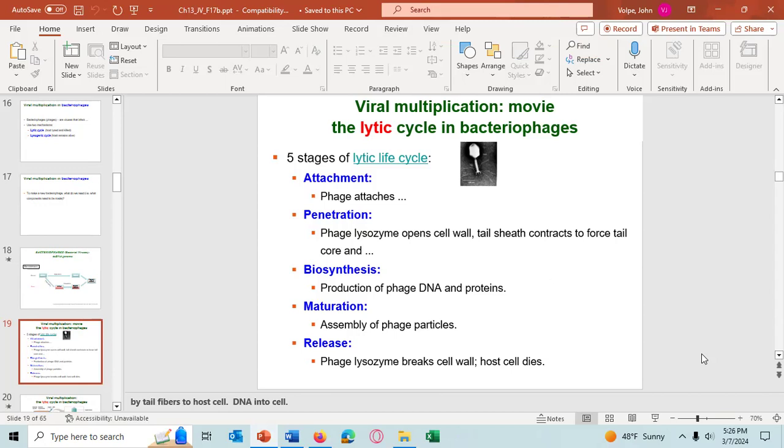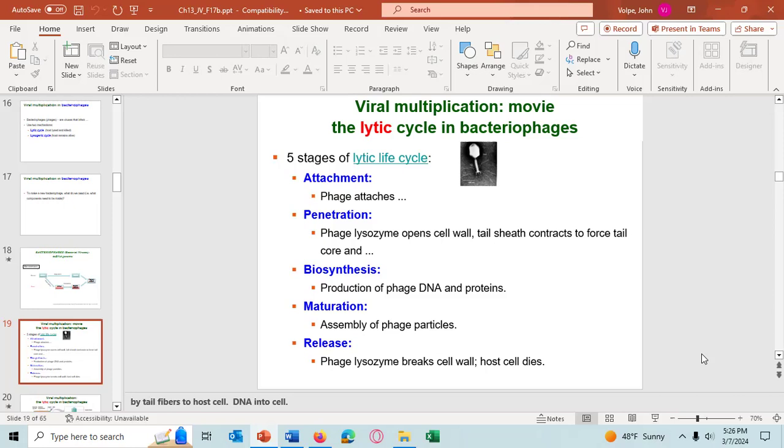We'll talk a little bit about that. I'll talk later about it. Then there's biosynthesis, where the virus actively replicates its genome and the viral proteins. Then there's maturation. This is the assembly of the new bacteriophage particles.